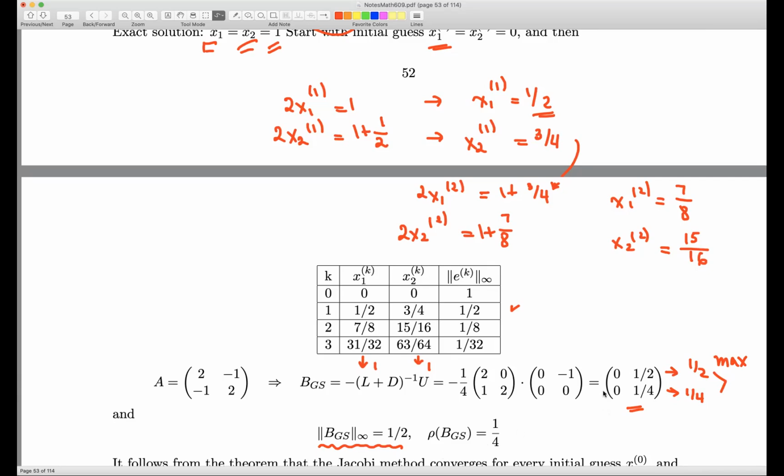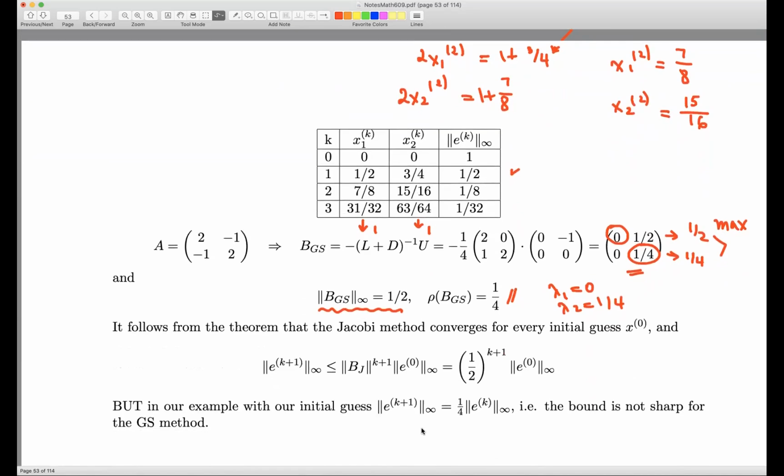If you look at the spectral radius, this particular matrix ended up being an upper triangular matrix. The eigenvalues are the elements on the main diagonal. So the eigenvalues are lambda 1 equal to 0 and lambda 2 equal to 1/4. You look at the absolute value of these eigenvalues and you take the maximum, and you see that the spectral radius of this matrix is 1/4. In contrast to the spectral radius of Bj for this particular case, which was 1/2.